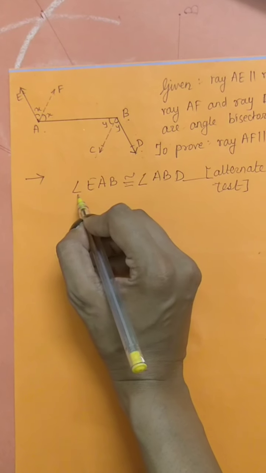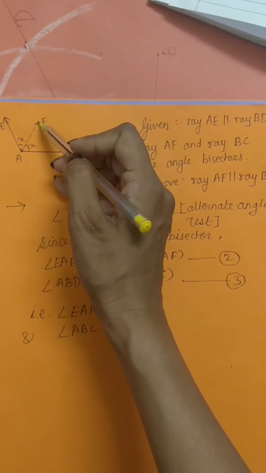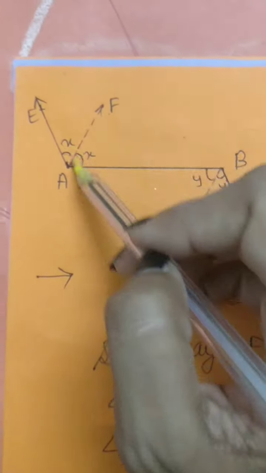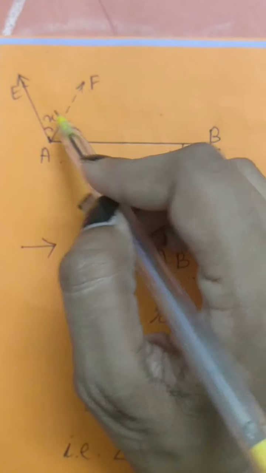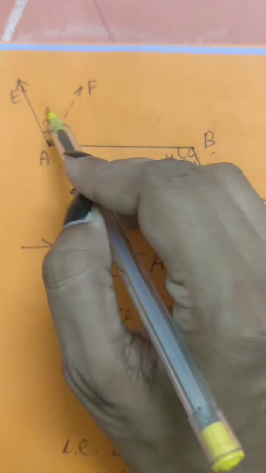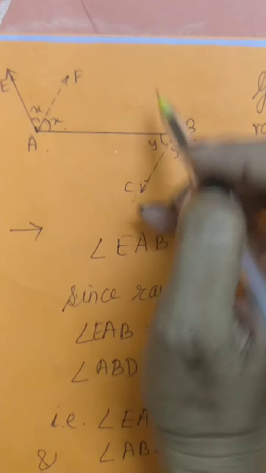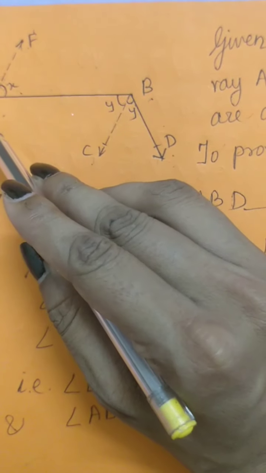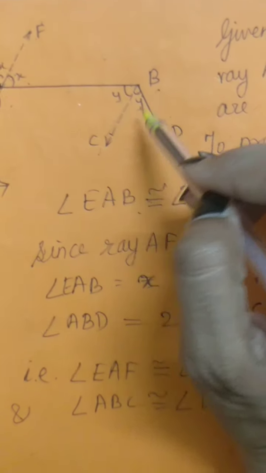Okay, but what is angle EAB? Since twice of this one angle, right? Why I am saying twice of this angle? Because bisector means the line divides this whole angle into two equal parts. These two parts are equal. That's why I have written this EAB is equals to twice of EAF. Okay, and here this ABD is equals to twice of this angle, because this should be equal.